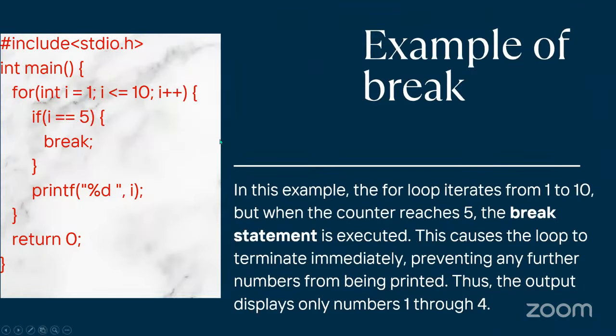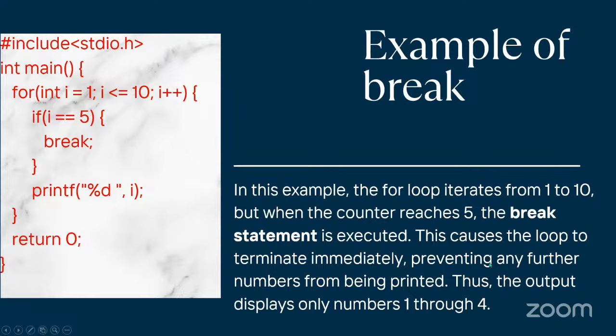Consider this program. For int i equals 1, i less than or equal to 10, i plus plus. In that, I am saying if i is equal to 5, break. So what will be the expected output of this? The expected output of this loop displays only numbers from 1 through 4.